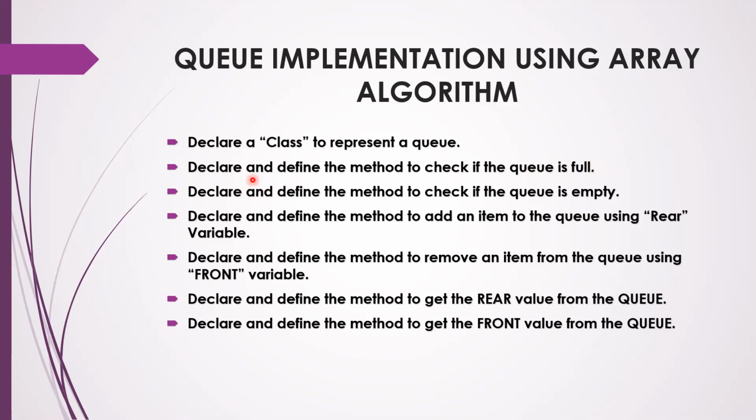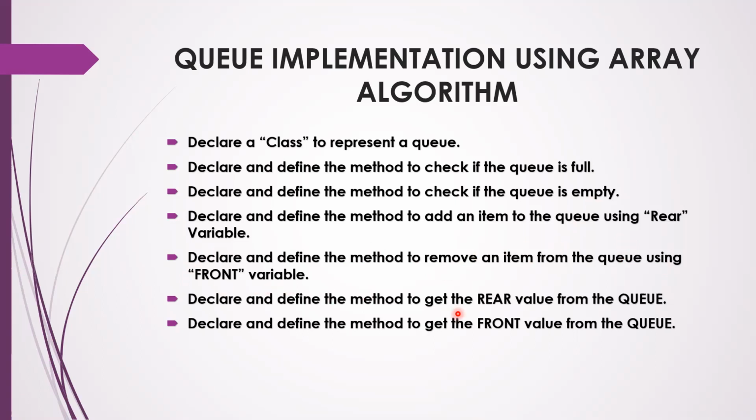So you have to declare and define the method to check if the queue is full, and declare and define the method to check if the queue is empty. Now, you have to declare and define the method to add an item to the queue using rear variable. Whenever we have to do an enqueue operation, we have to use the rear variable. And whenever we have to do dequeue operation, that is if you want to remove an item from the queue, we have to use the front variable.